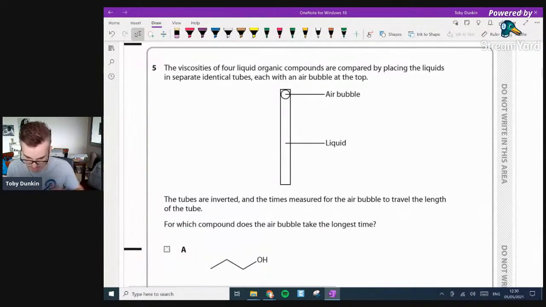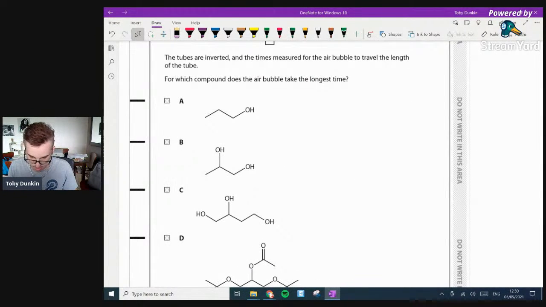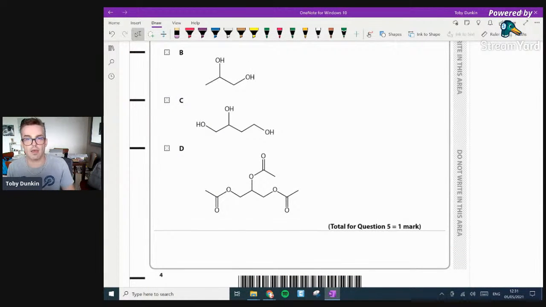An air bubble trapped in the liquid showing viscosity. Which one's going to be the most viscous? Monoalcohol, dialcohol, trialcohol. Okay.